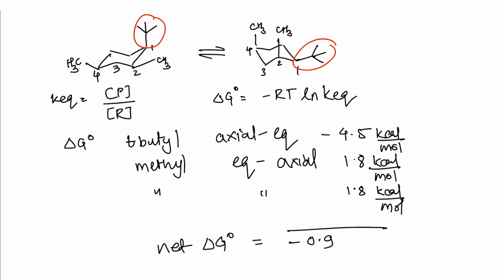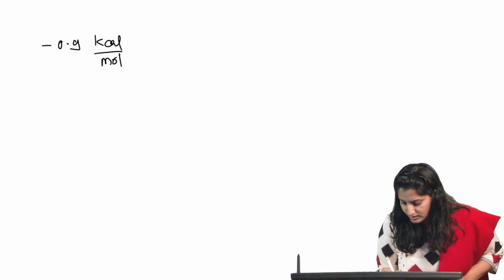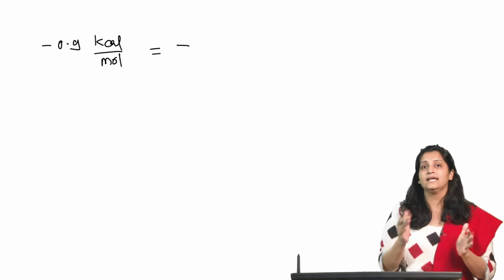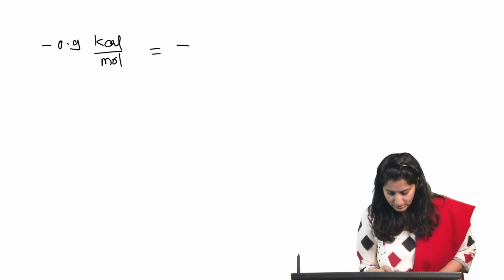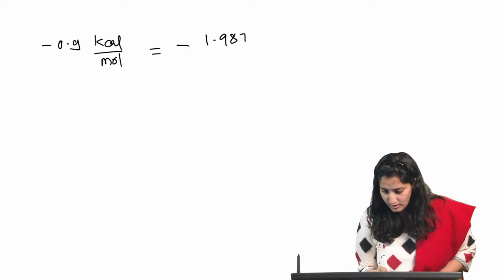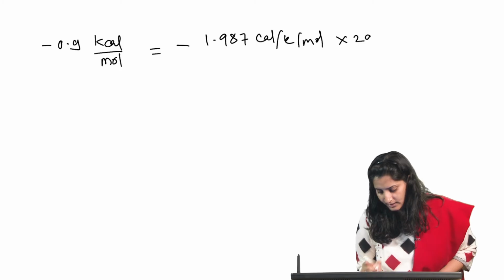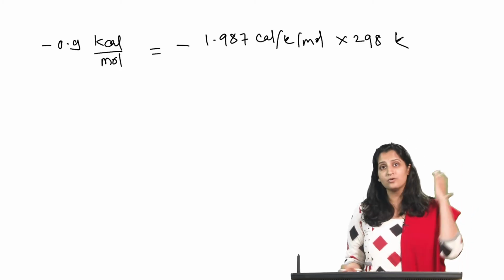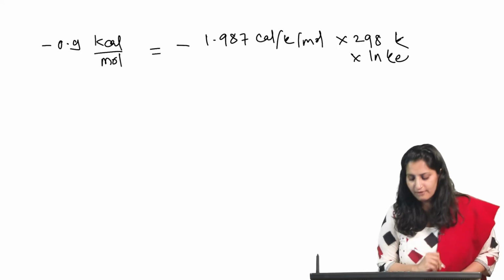So, this is minus 0.9 kilocalories per mole. Now, if I plug it into the equation, I have minus 0.9 kilocalories per mole is equal to minus RT ln KEQ. So, you have the R value being 1.987 calories per Kelvin per mole, into 298 Kelvin, which is basically room temperature, around 25 degrees, into ln KEQ.